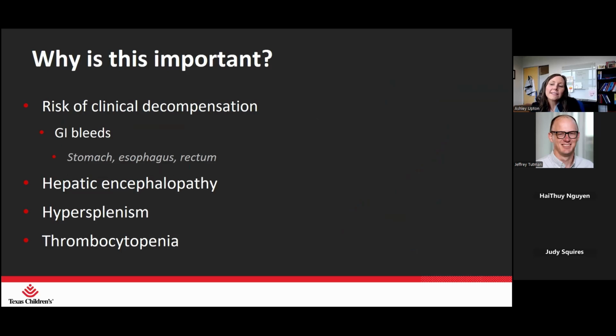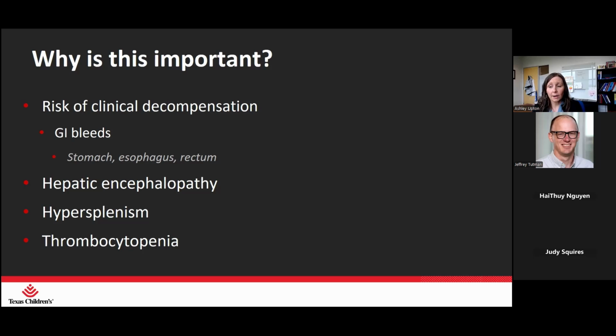So why is it important to know if a patient has portal hypertension? Well, these patients are at risk for clinical decompensation. With increasing portal pressures, the body creates portosystemic shunts and collaterals, diverting flow away from the liver. With these increased pressures on collaterals, they could rupture and cause life-threatening gastrointestinal bleeds. Some of the areas they may bleed from are the stomach, the esophagus, maybe even the rectum.